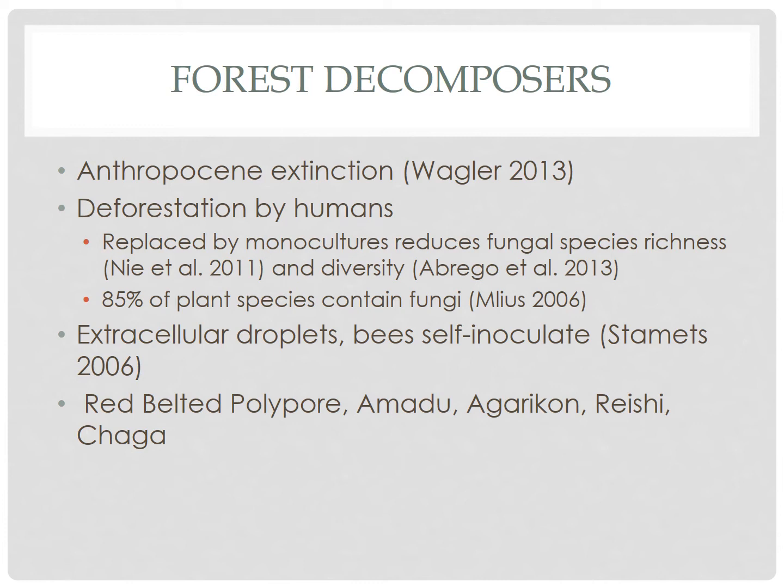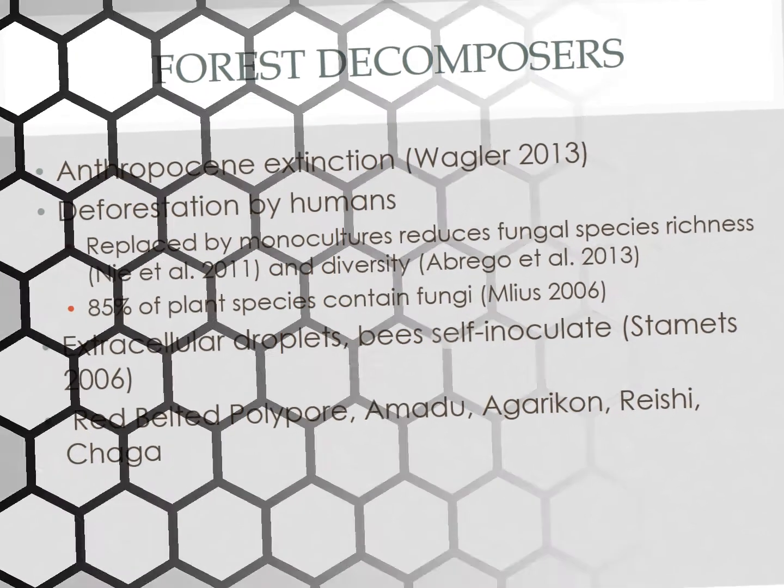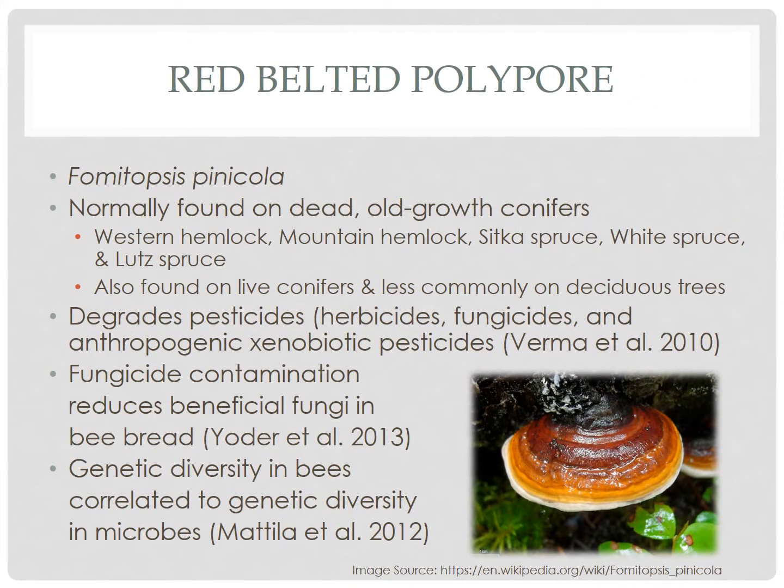There are 5 types of mushrooms that I'll be discussing: the red-belted polypore, the amadou, the agarikon, the reishi, and the chaga. The red-belted polypore lives most commonly on dead coniferous trees like hemlock and spruce, mainly in old-growth forests. What's amazing about this mushroom is its ability to break apart those pesticides, as I mentioned earlier.